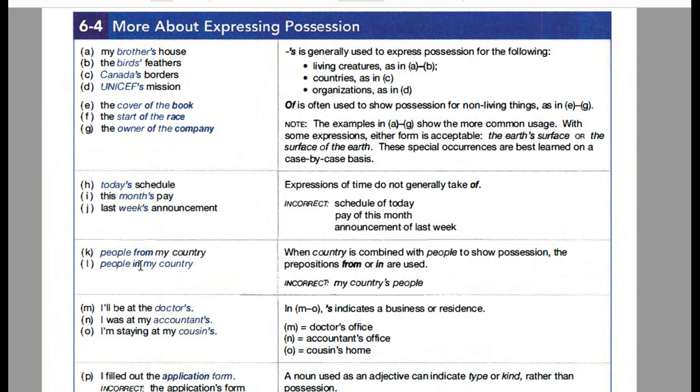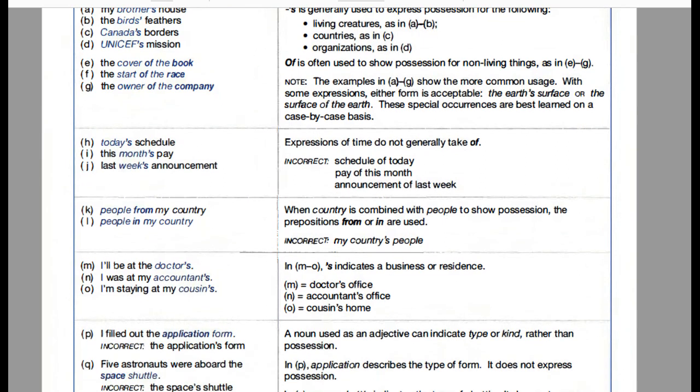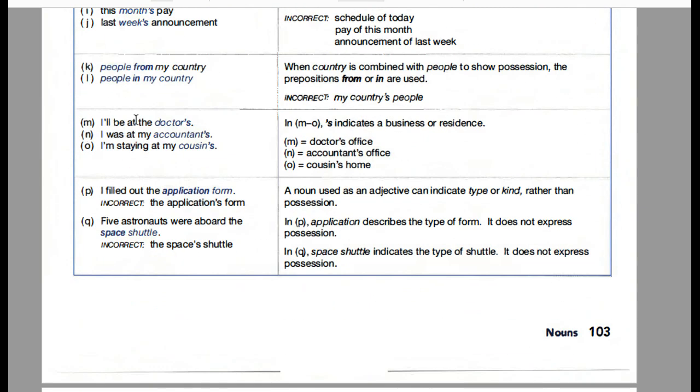People from my country, people in my country, just in general, because you cannot say others' people's country or my country's people. You cannot use an apostrophe for people in the country. There is no possession of them. You cannot tell others that you have them, so no one can count or own the people themselves. So you use in and from.